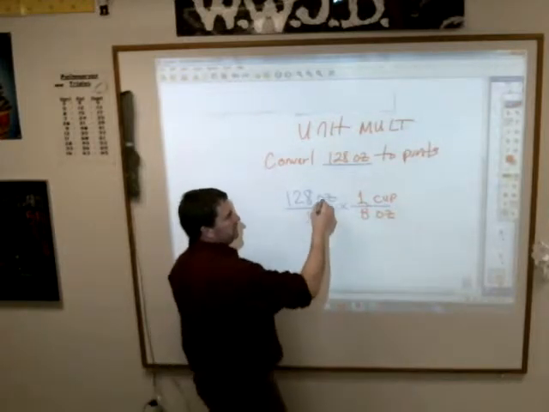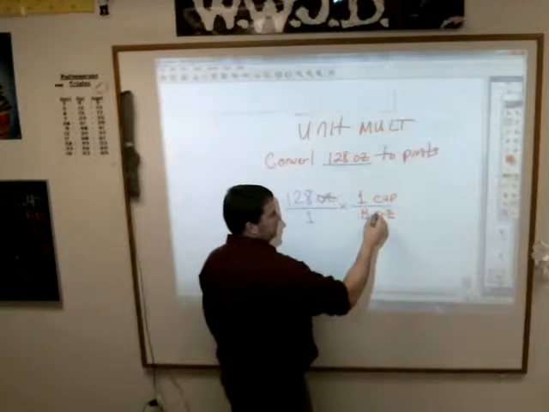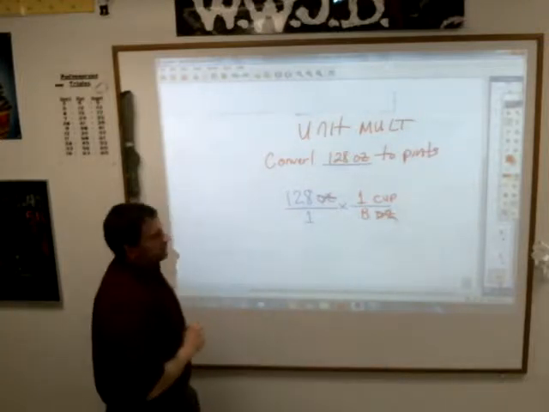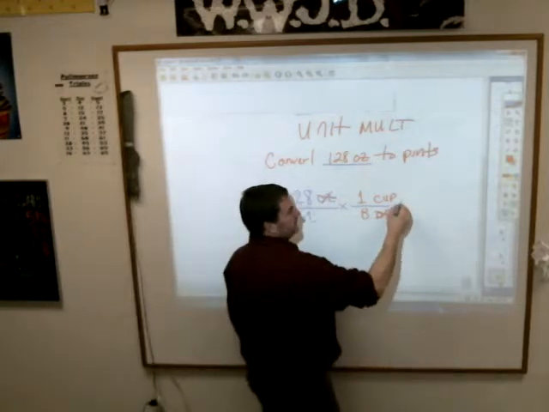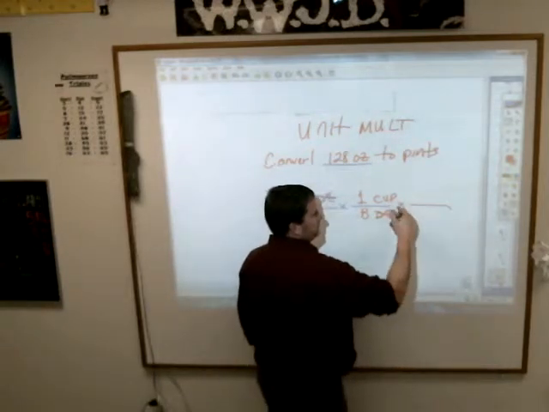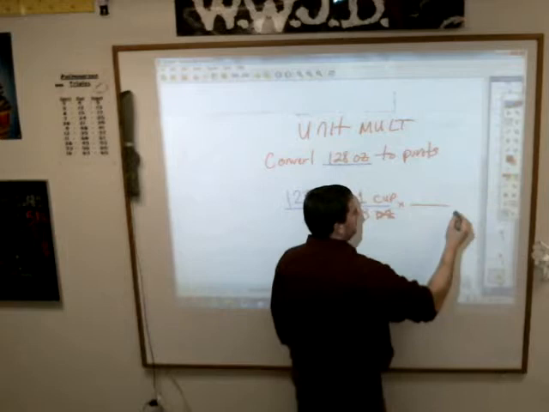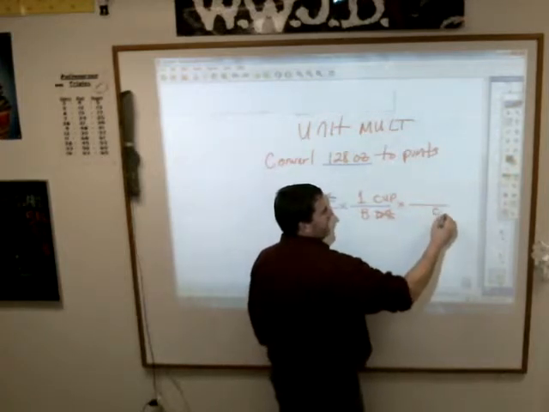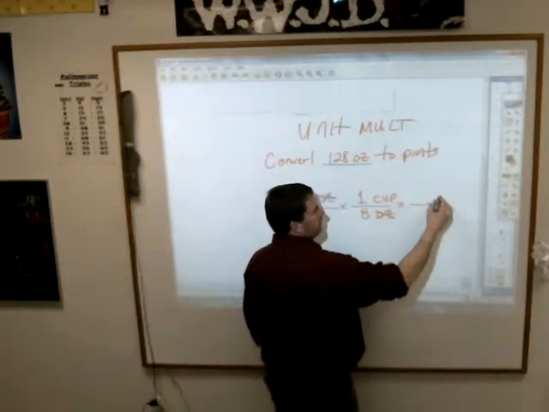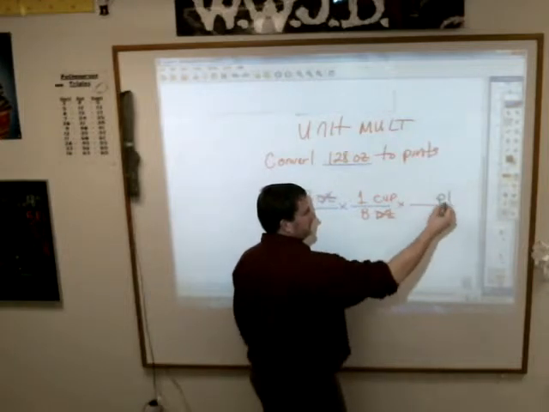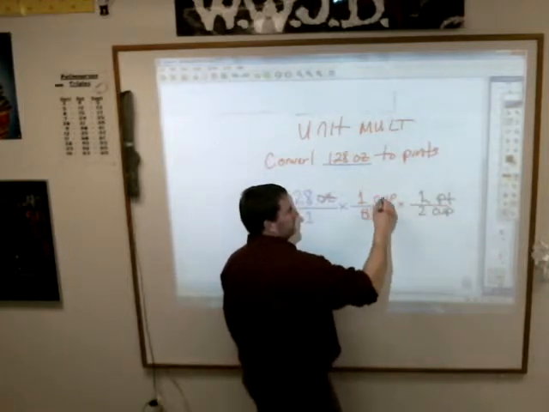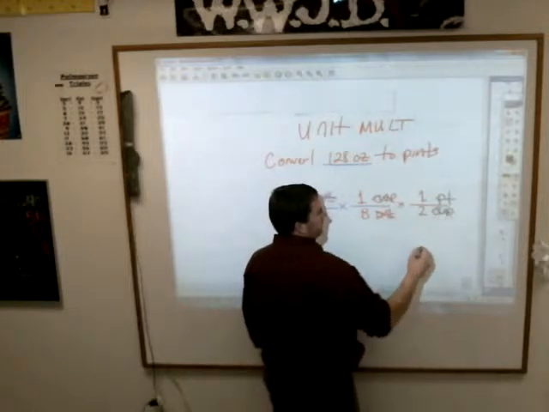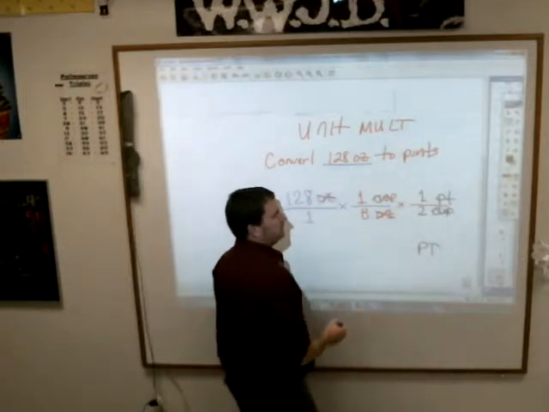So my labels cross off. I have now changed my thing into cups, because that's the only unit that's left. And then I want to multiply by the unit multiplier that changes cups into pints. And cups would have to go on the bottom for the label to cross off. How many cups in a pint? 2, thank you very much. So now I'm left with pints, and I just need to do the math there.